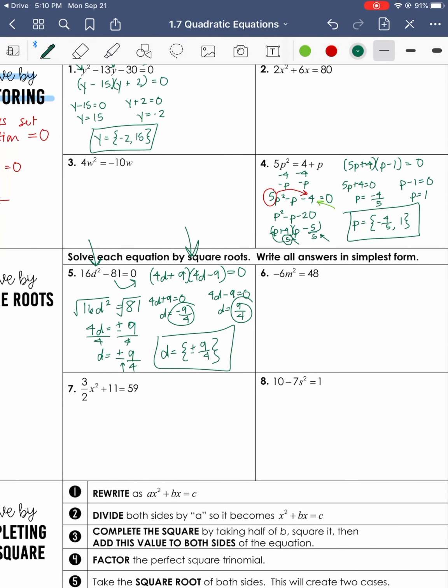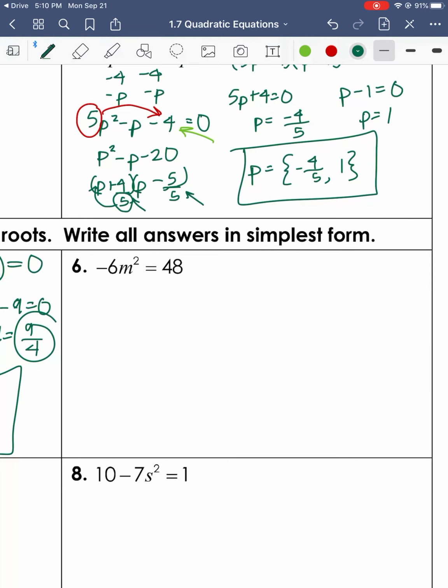All right, let's look at, we might do a couple of these because there's a couple different situations I want you to be comfortable with. So here we can isolate m squared first. So let's divide by -6 on both sides. We get m squared is equal to -8.